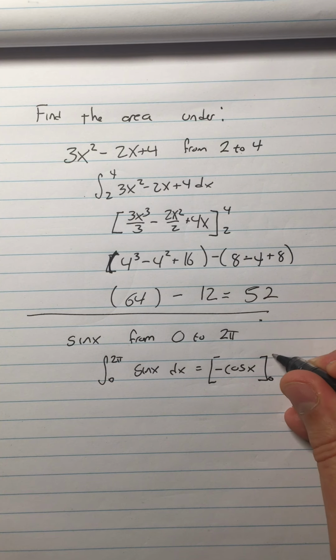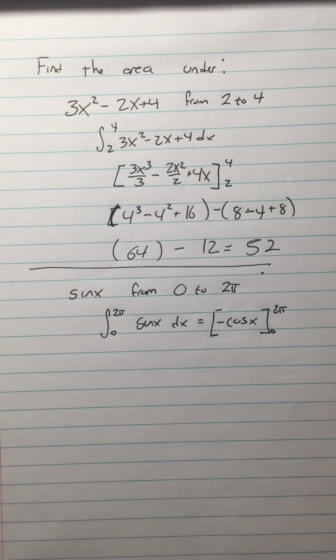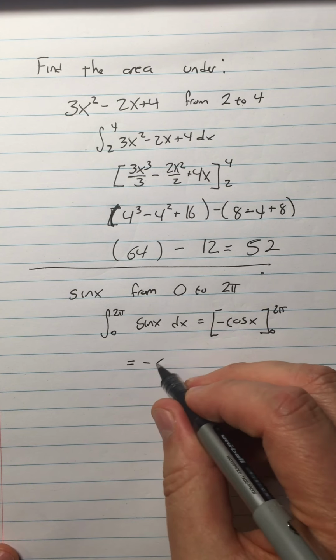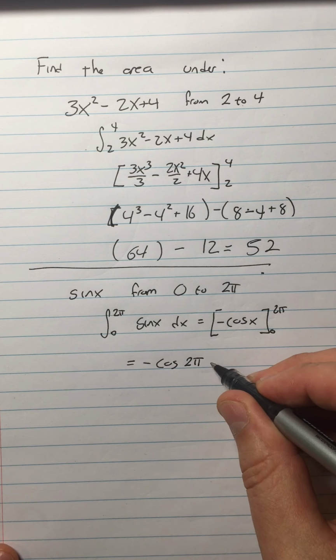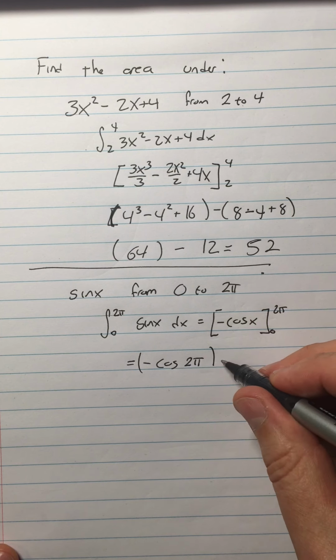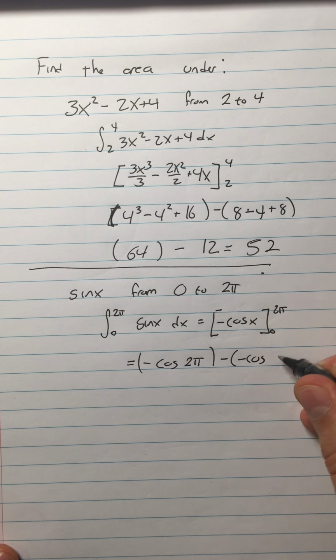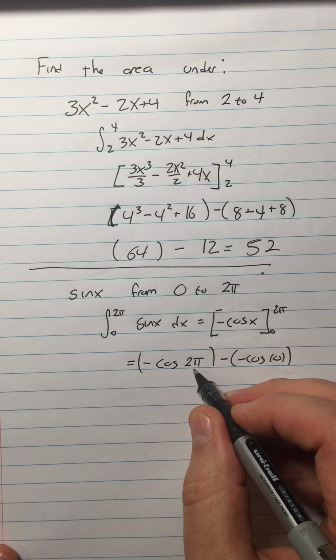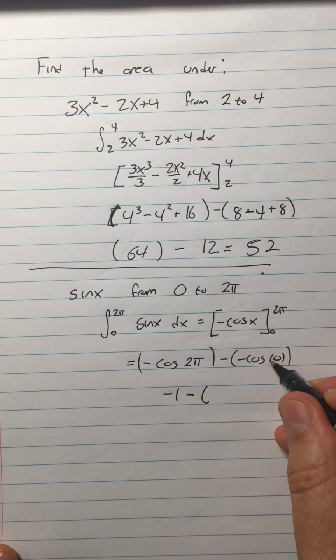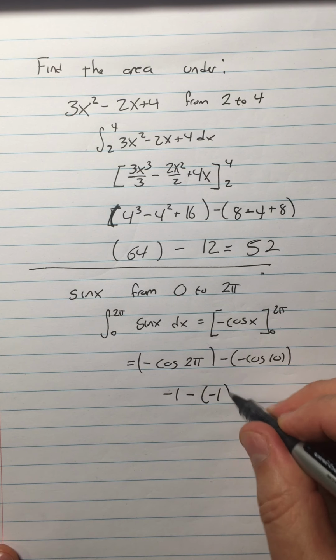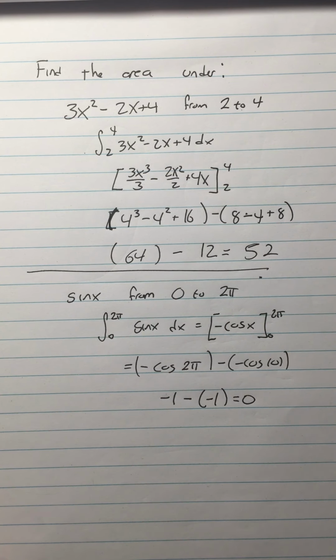We're evaluating from 0 to 2 pi. So this equals negative cosine of 2 pi, that's our first one, putting in the 2 pi, minus negative cosine of 0. Well, cosine of 2 pi is 1, so that's going to be negative 1, minus cosine of 0 is 1, so negative 1. Wait a minute, it's 0.